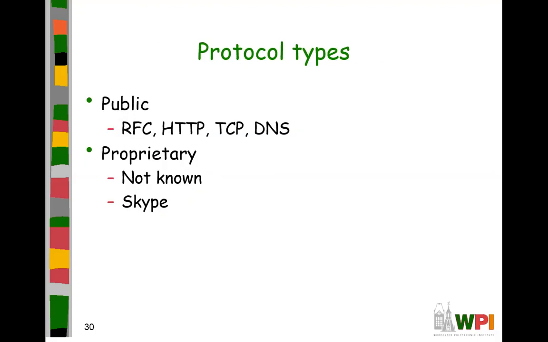Now we have discussed that there are two types of protocols. The one is called a public protocol. A public protocol is one whose RFC is available, whose working functionality is defined, for example HTTP, TCP, DNS. And proprietary application protocols are protocols whose working is not known, for example the Skype application layer.